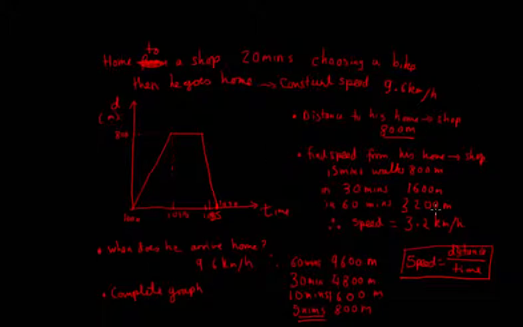I hope that helps. I think I'm actually going to show you how to do this with this calculation. So we know the speed. We're going to do it in meters, because it's going to be in meters. So the speed is 9,600 meters per hour.